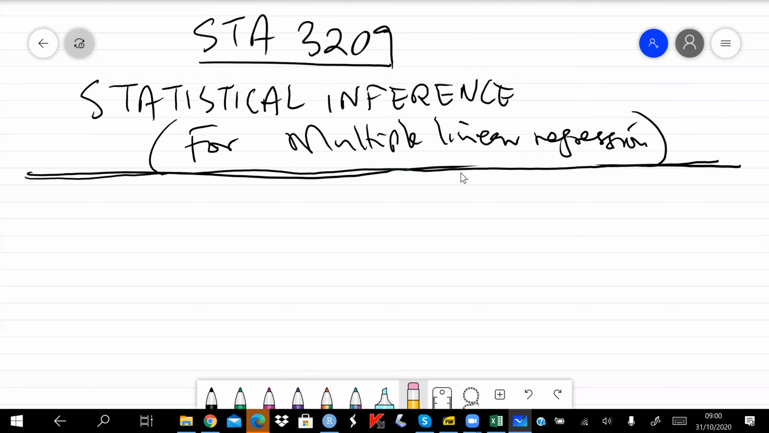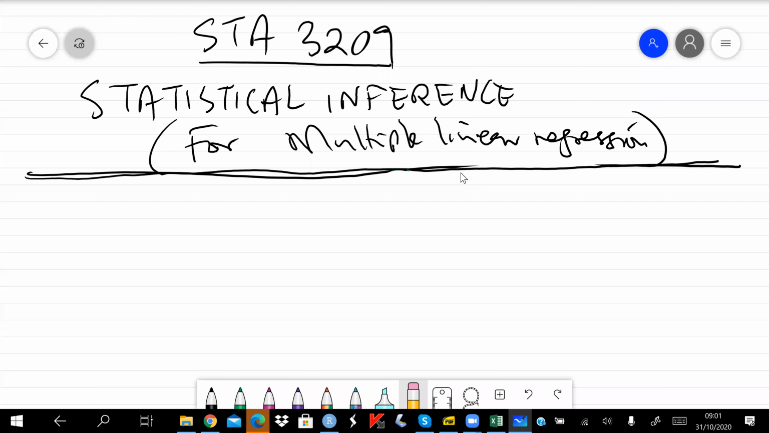Today we are looking at statistical inference, and specifically we are talking about inference for multiple linear regression. In statistics 2, we have looked at statistical inference for the mean and also for the proportion. We have done that for single samples, so we have looked at hypothesis testing for one population mean, sorry, for one population proportion, and also for independent samples. That's why we looked at the difference of population means and the difference of population proportions.